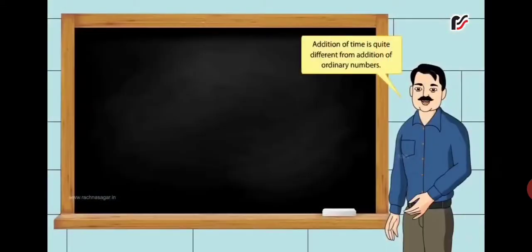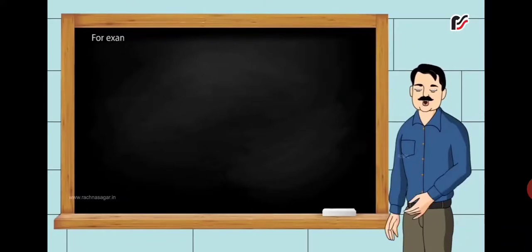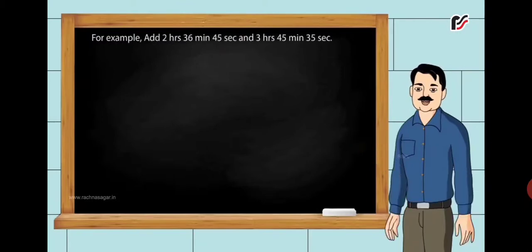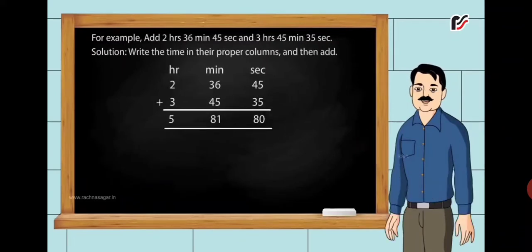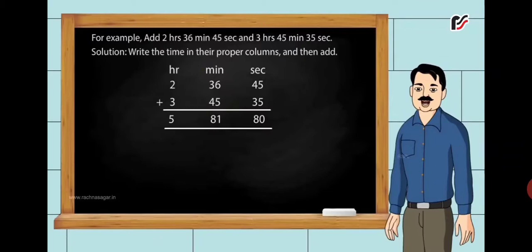Addition of time. Addition of time is quite different from addition of ordinary numbers, children. For example, add 2 hours 36 minutes 45 seconds and 3 hours 45 minutes 35 seconds. Solution. Write the time in their proper columns and then add. First, add the seconds. 45 plus 35 equals 80. Next, 36 minutes plus 45 minutes equal to 81 minutes. Finally, add the hours. 2 hours plus 3 hours equal to 5 hours.